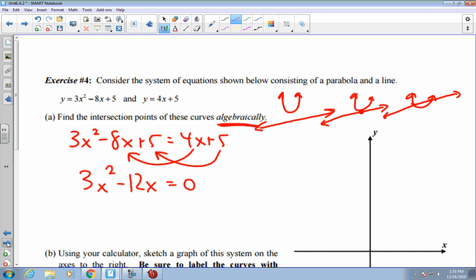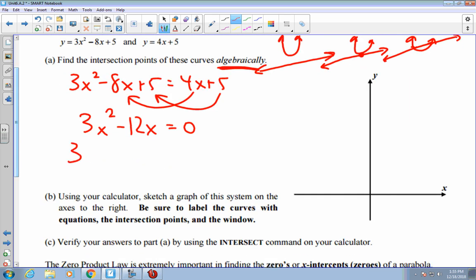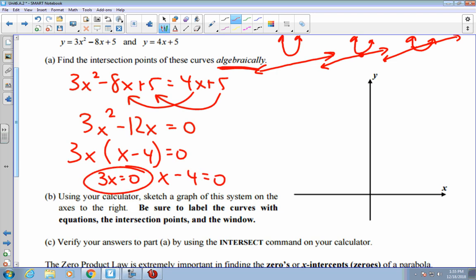So remember, your first way you always try to factor is a GCF. So many times people will see this and try to break it into two sets of parentheses. But we have a 3x, and then x minus 4 equals 0. Same process, 3x equals 0, x minus 4 equals 0. Don't be so scared of this 3x equals 0. Just divide both sides by 3, you get x equals 0. Add 4 to both sides, you get x equals 4.